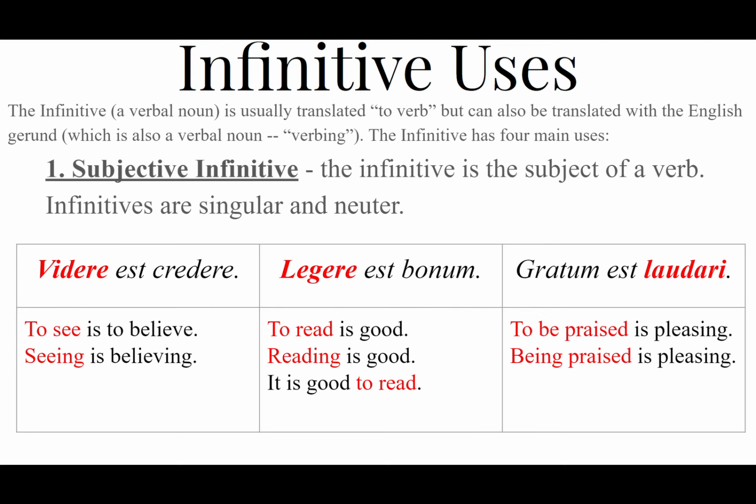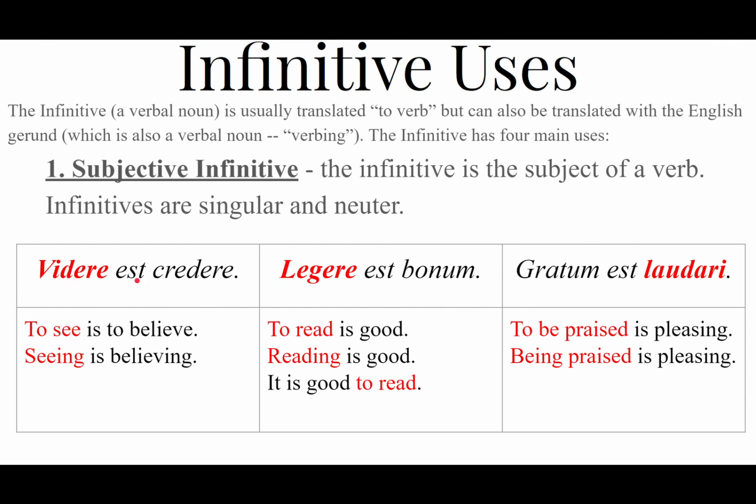So we'll start with number one, the subjective infinitive. That is, the infinitive is the subject of a verb. If the infinitive is the subject of the verb, and it has any predicate that goes with it, like an adjective, the infinitive is considered singular and neuter. For example, videre est credere. We actually have two infinitives here. We have videre and we have credere.